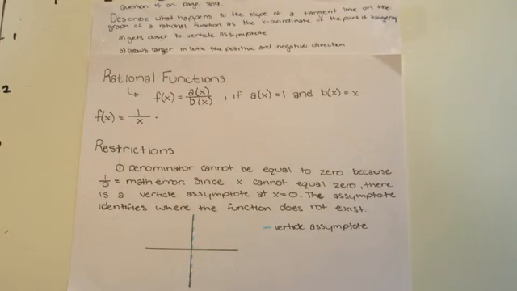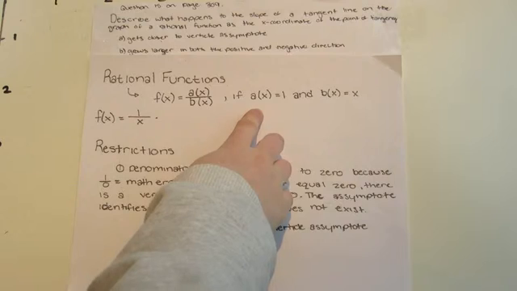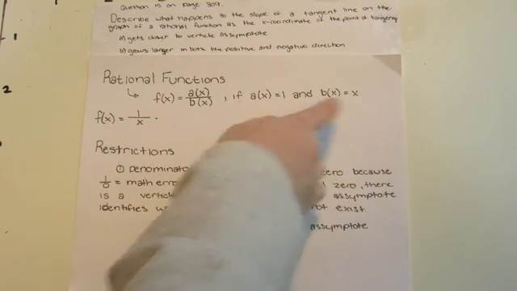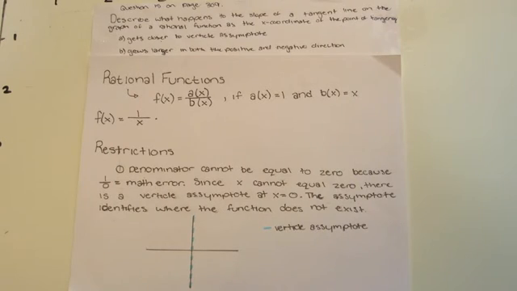Next, I'm going to discuss what a rational function is. A rational function can be expressed as f of x equals a of x over b of x. If a of x equals 1 and b of x equals x, then f of x will equal 1 over x, and this will be the function we'll be using today.